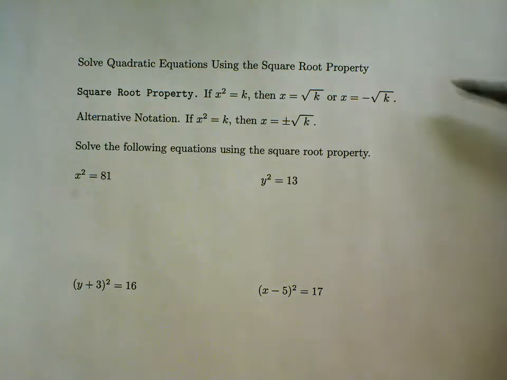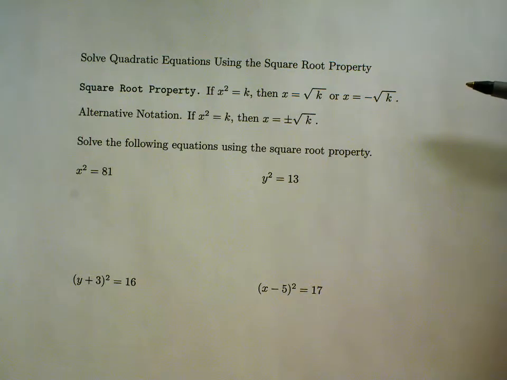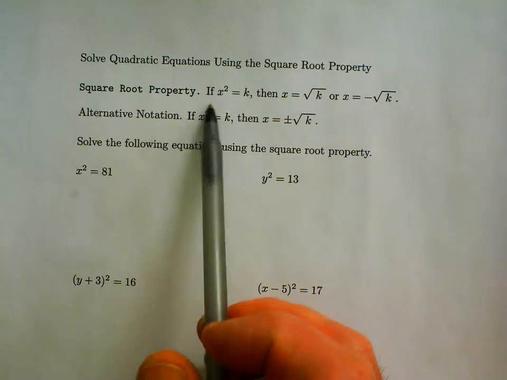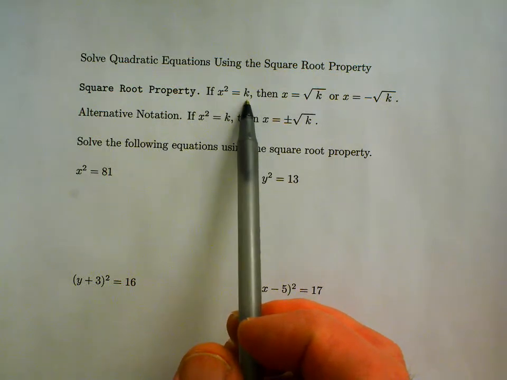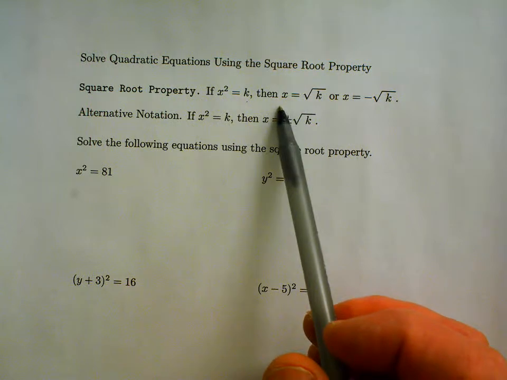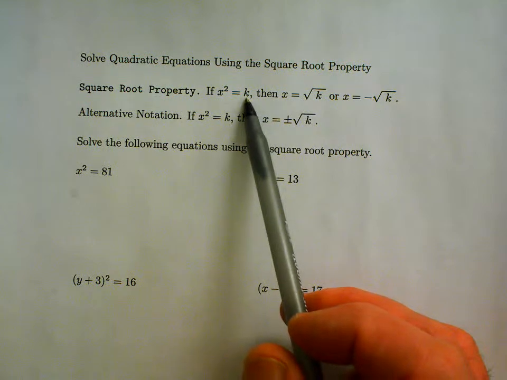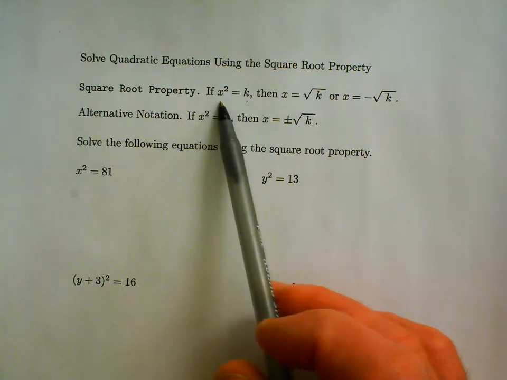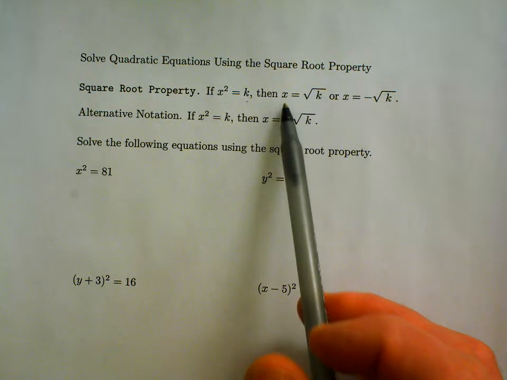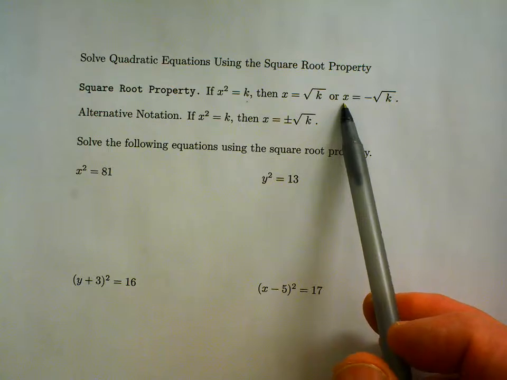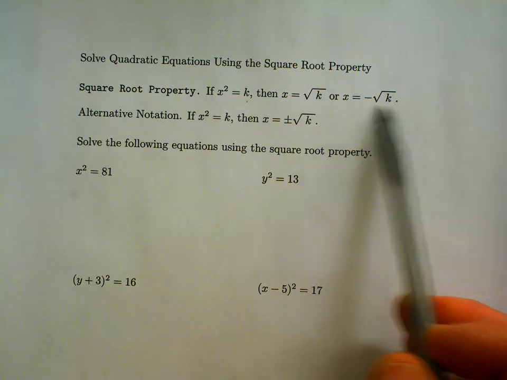The first thing we'll do is learn how to solve a quadratic equation using the square root property. Here is the square root property. If x squared equals k, this is just a quadratic equation. K just represents a constant. If x squared equals k, then one solution is x equals the square root of k, and the other solution is x equals the negative of the square root of k.